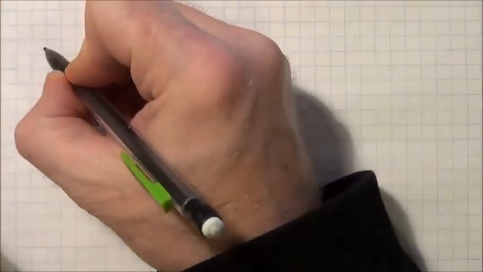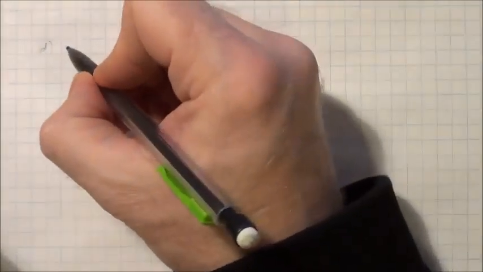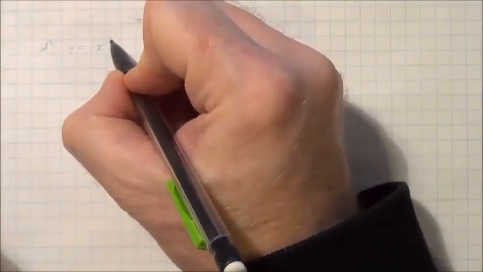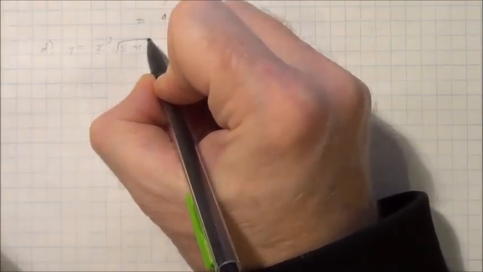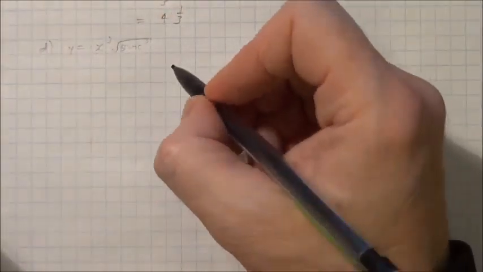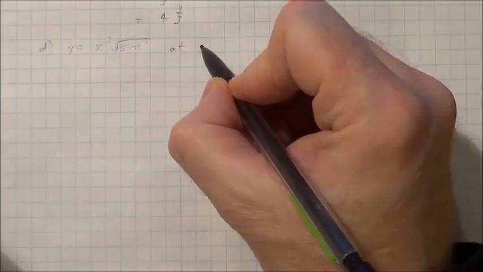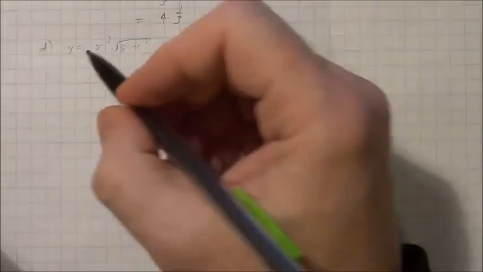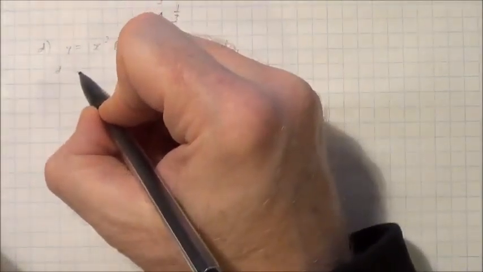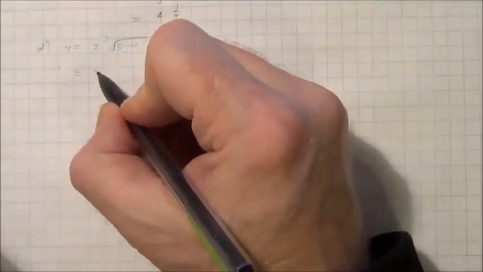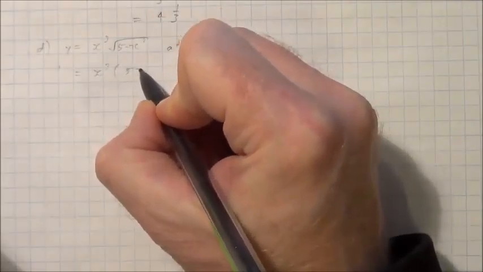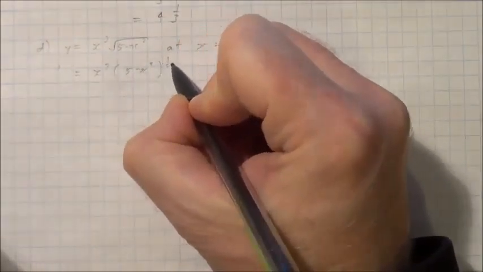Alright, and we've got one more question to work on here for question 3, and that is, of course, part D. y equals x cubed multiplied by 5 minus the square root of 5 minus x squared, and that derivative is going to be evaluated at x equals 1. So before I get carried away finding the derivative, I'm going to rewrite this to be x cubed quantity 5 minus x squared all to the 1/2.